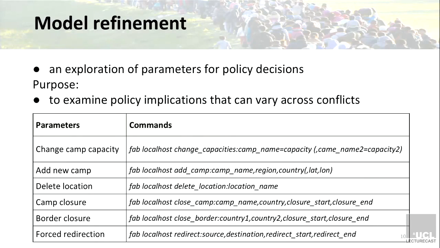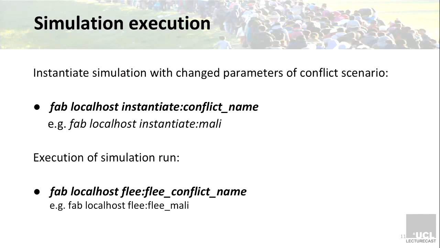So after identifying all these parameters and automating them, we can easily change or modify our model. And after modifying our model, we execute our simulation, which is done by an easy command, fab localhost instantiate, and then we run our simulation using flee, and then the conflict name. So having lots of instances, you can have ensembles of executions. For example, if we just change camp closure, we can instantiate that as well as run it, and we can have our results.